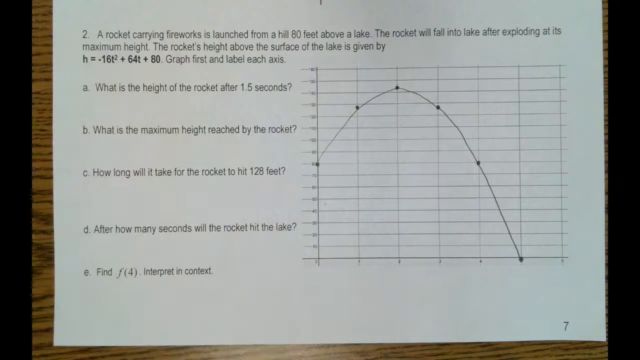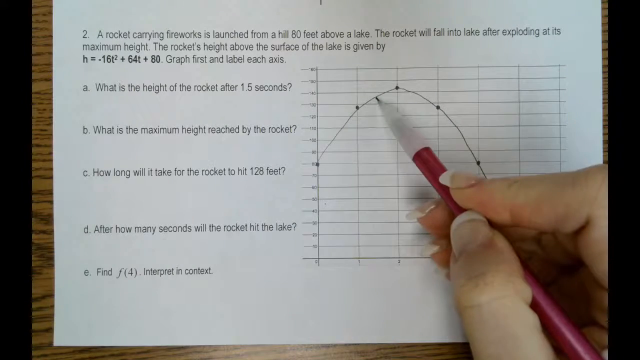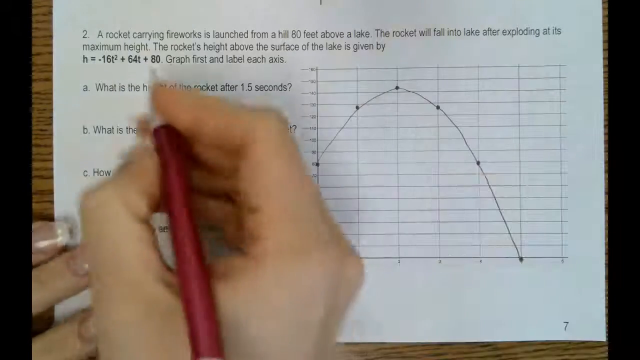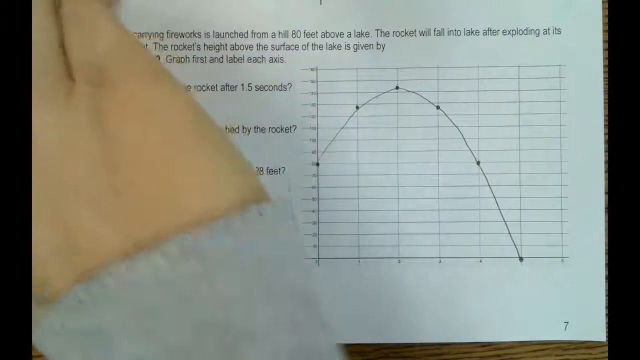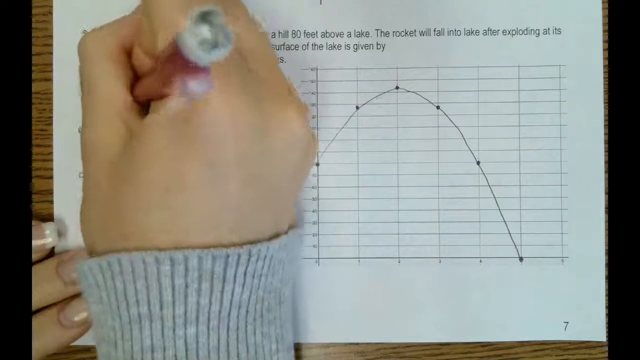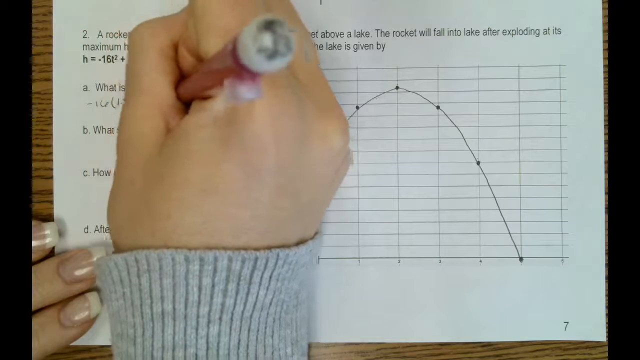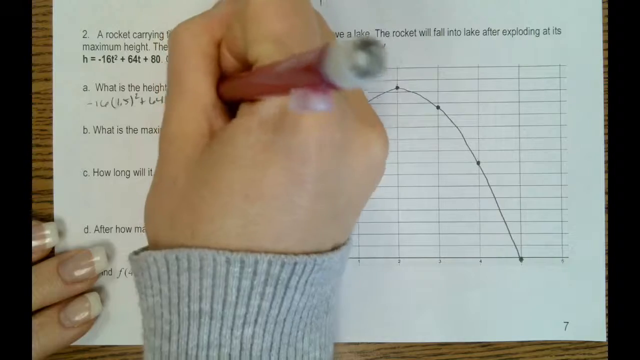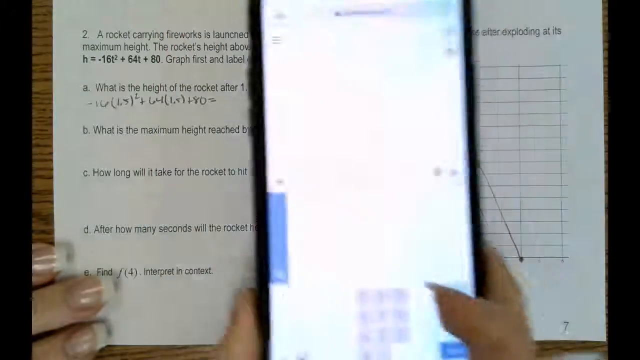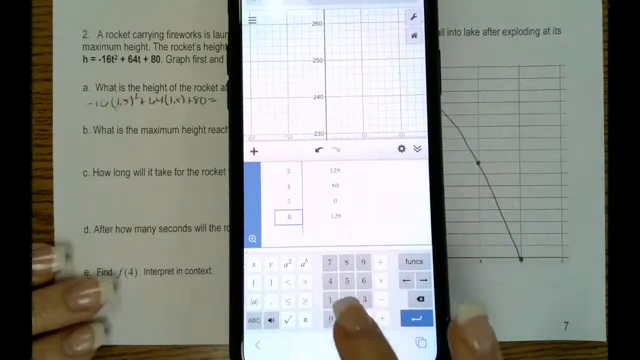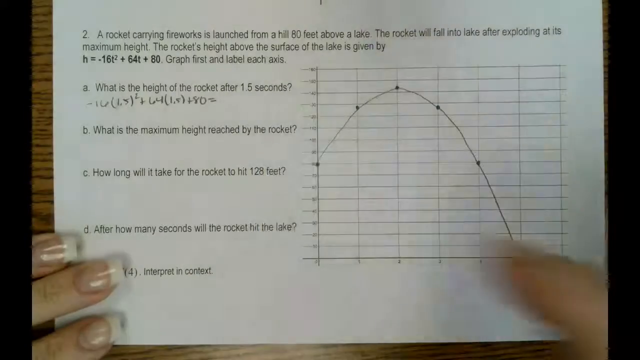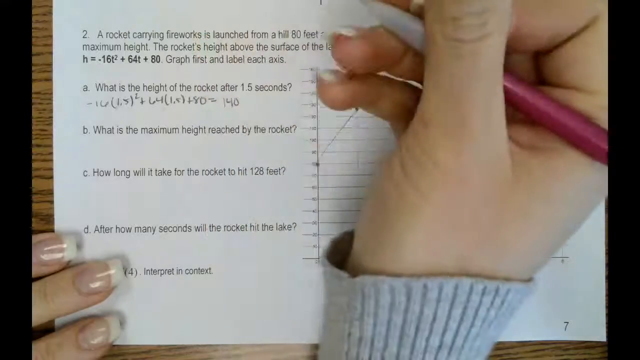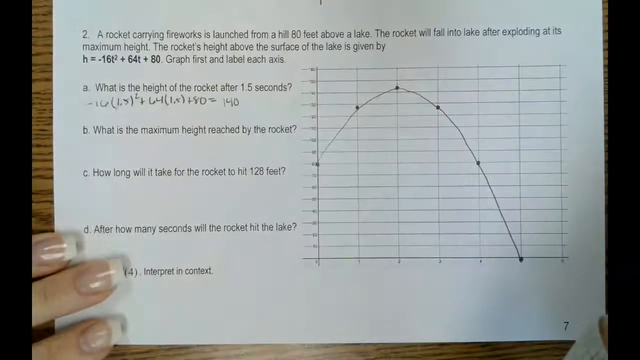Okay, so part A says, what is the height of the rocket after 1.5 seconds? Well, that's not something that we can see here. So there's 2 different ways that we can handle this. We can plug it into our equation, and we can put it in our calculator, get an answer, or we can go into our table in Desmos and type in 1.5 and it'll tell us 140. However you prefer to do that is absolutely fine.